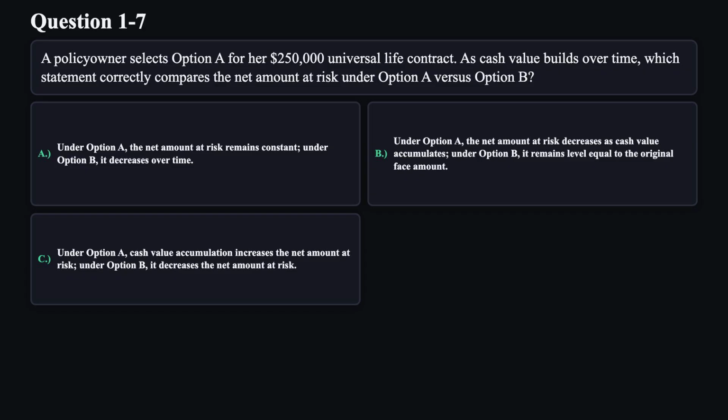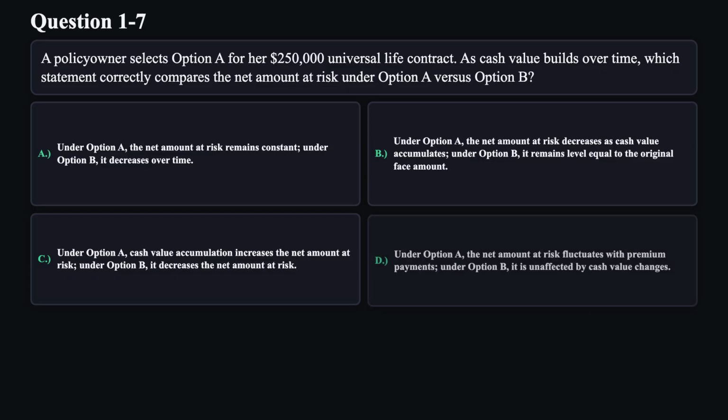C. Under option A, cash value accumulation increases the net amount at risk. Under option B, it decreases the net amount at risk. D. Under option A, the net amount at risk fluctuates with premium payments. Under option B, it is unaffected by cash value changes.